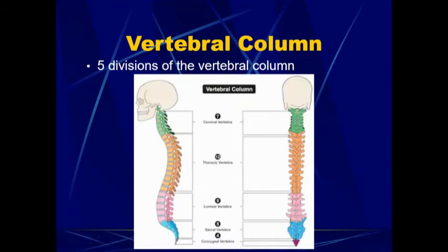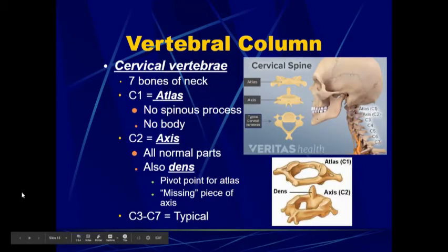If we look at the vertebral column itself, there are 5 different divisions: the cervical vertebrae, the thoracic vertebrae, the lumbar vertebrae, the sacral vertebrae, and the coccygeal vertebrae. And that is how they are oriented, superiorly to inferiorly. If we start at the top with the cervical vertebrae, there are 7 of them. The very first one, the top one nearest the skull, is called the atlas or the C1.